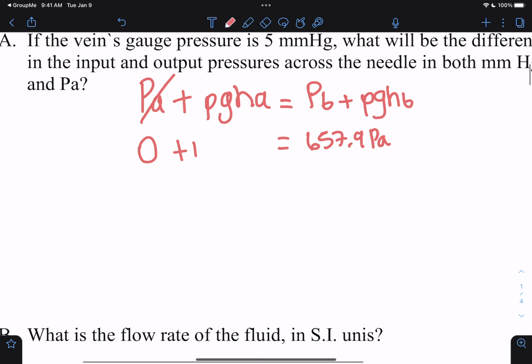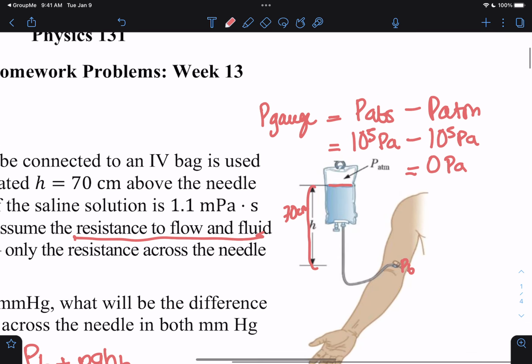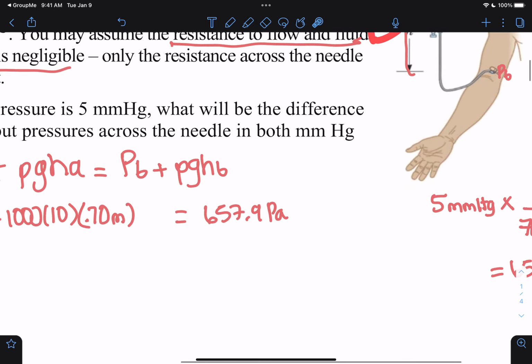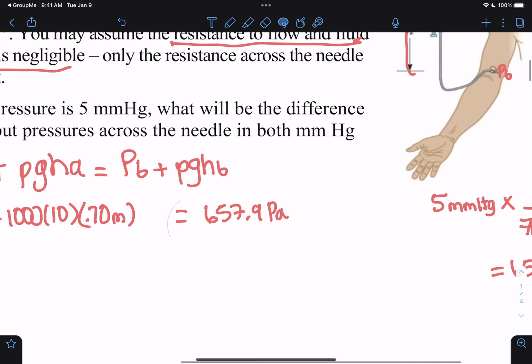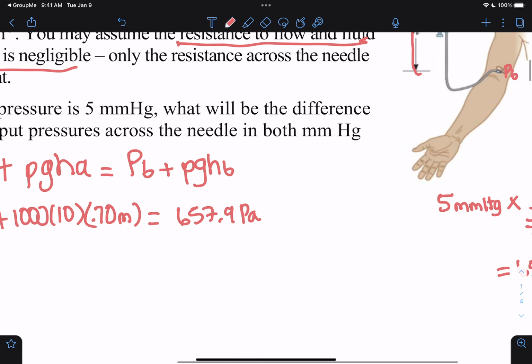So we have density is 1,000 kilograms per meter cubed. I'll forego writing the units for now just to save some space. But it's 1,000 kilograms per meter cubed times 10 meters per second squared times our height of 0.70 meters, right, which is 70 centimeters. 70 centimeters is 0.7 meters. That'll be the height at pressure point A here at the top, atmosphere, right?